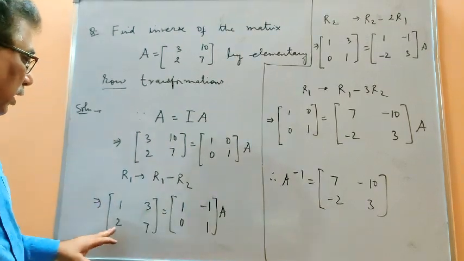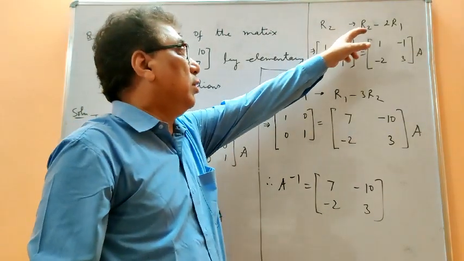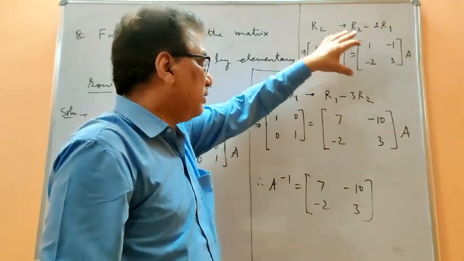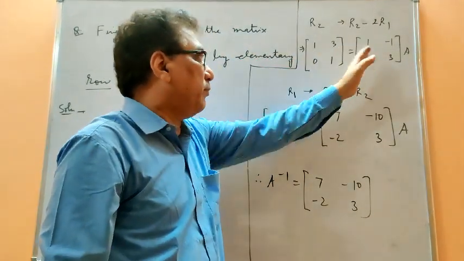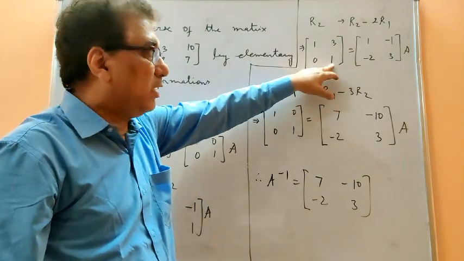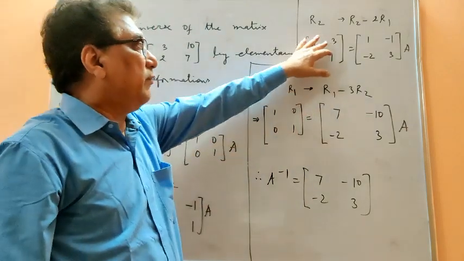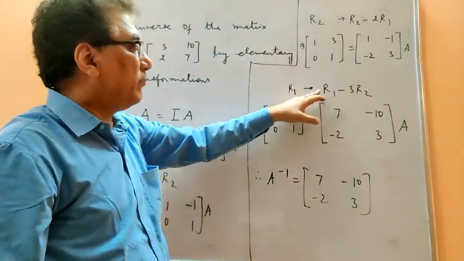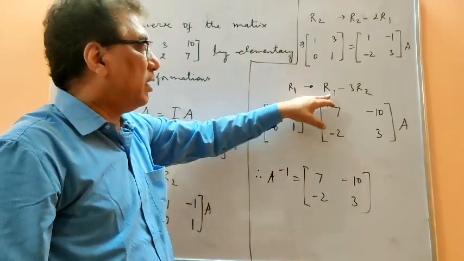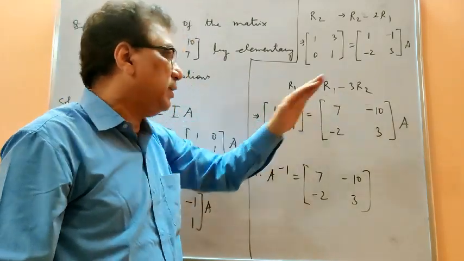Now we have to make this element 0. That's why the operation will be in R2. What is that? R2 minus 2R1. So that will give you this type of matrix. Then after getting this, we have to make this element 1, which is already 1. So no operation for that. So next we have to make this element 0. That will be done by doing operation in R1. What is the nature of that operation? R1 minus 3R2. So we are getting 0 here. The same we have done this side.